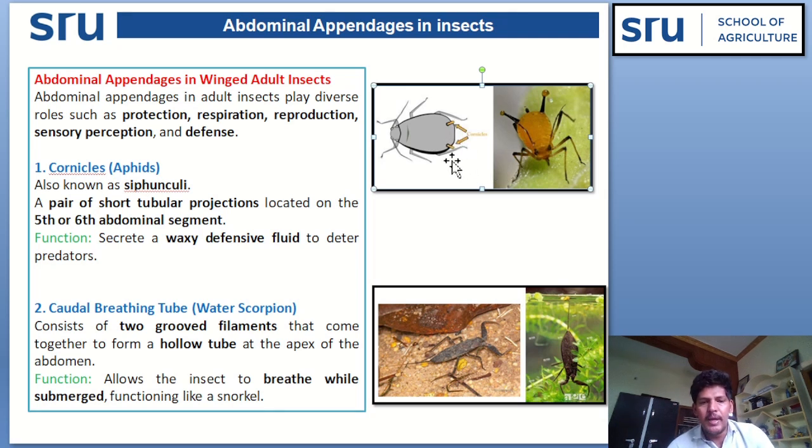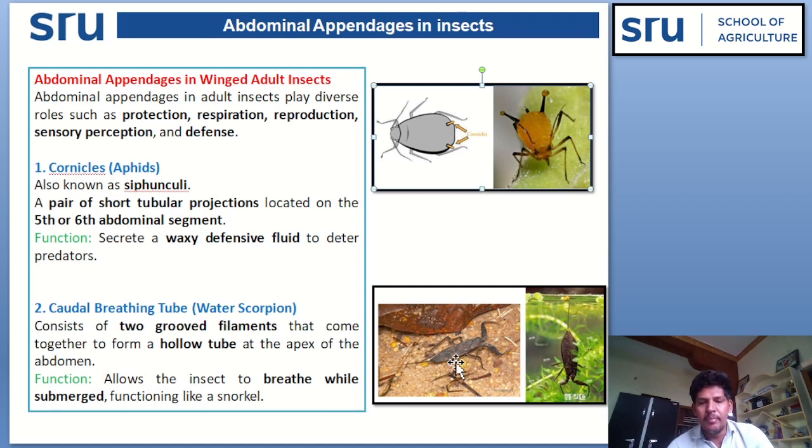These are a pair of tubular projections. See, this is the pair of tubular projections located on the fifth or sixth abdominal segment. So, what is the role of cornicles? Cornicles secrete a waxy defensive fluid that deters predators.